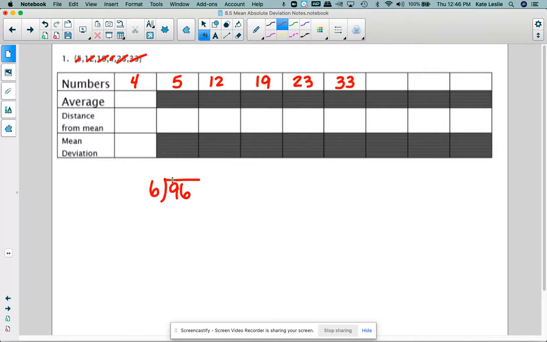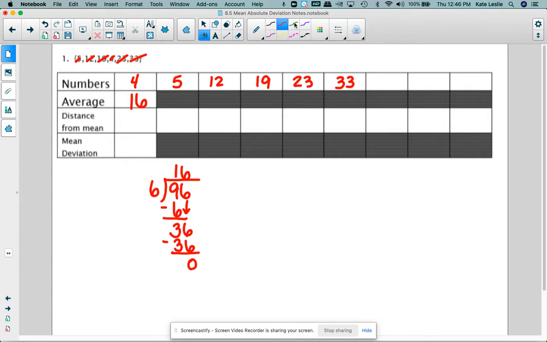So I'm going to go ahead and divide to find the mean. 6 goes into 9 one time. I'm going to subtract. I get 3. Bring down the 6. 6 goes into 36 6 whole times. And I finally get a remainder of 0. So my mean is 16. Okay, so we've done steps 1 and 2.